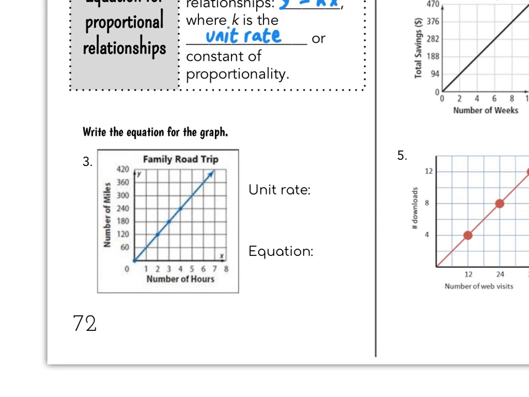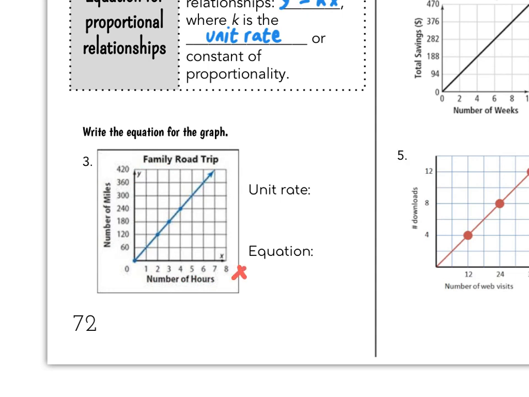Okay, now let's look at problem 3. It says write the equation for the graph. And on this graph, it's a family road trip. Okay, and then our x-axis, it's labeled for us x here. It's the number of hours. And our y-axis, it's labeled here y. That's the number of miles. And I'm going to label it again with my red pen so it kind of stands out.